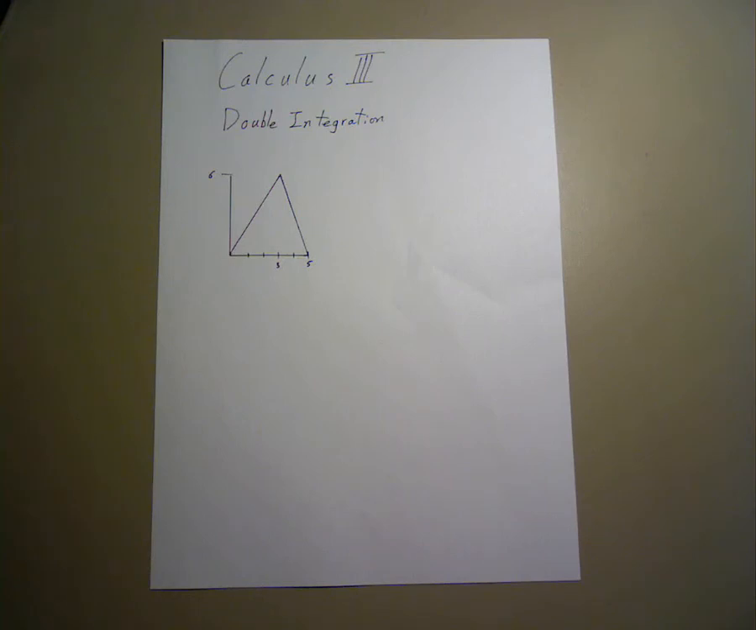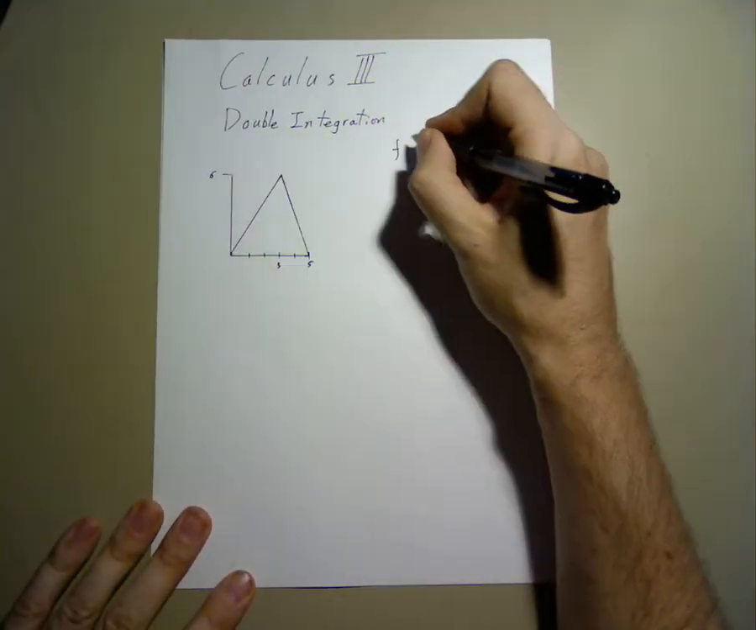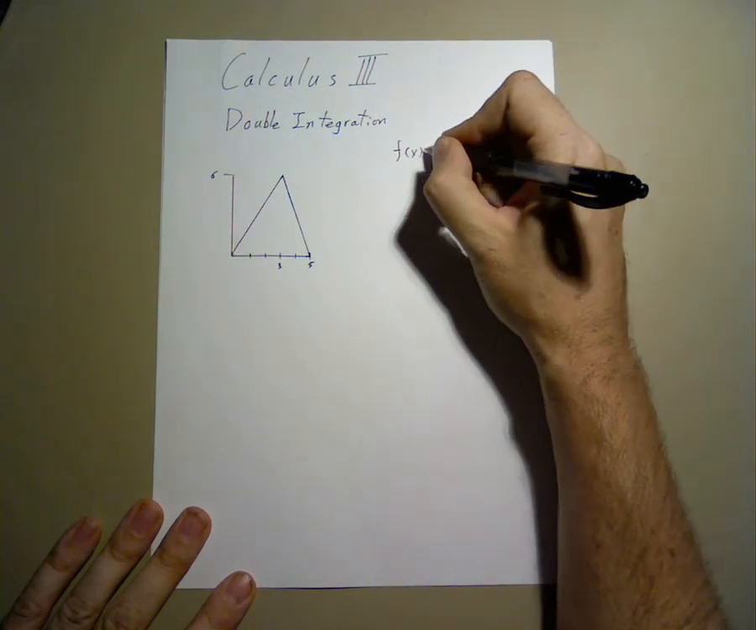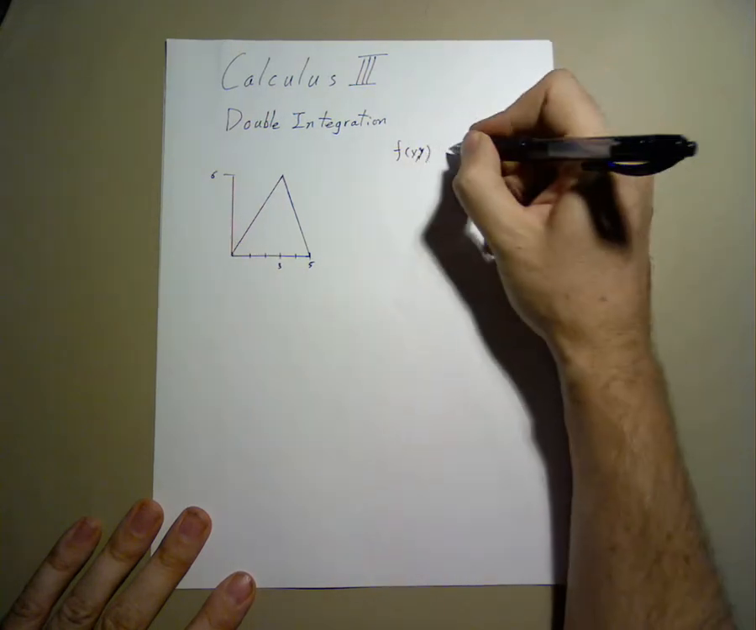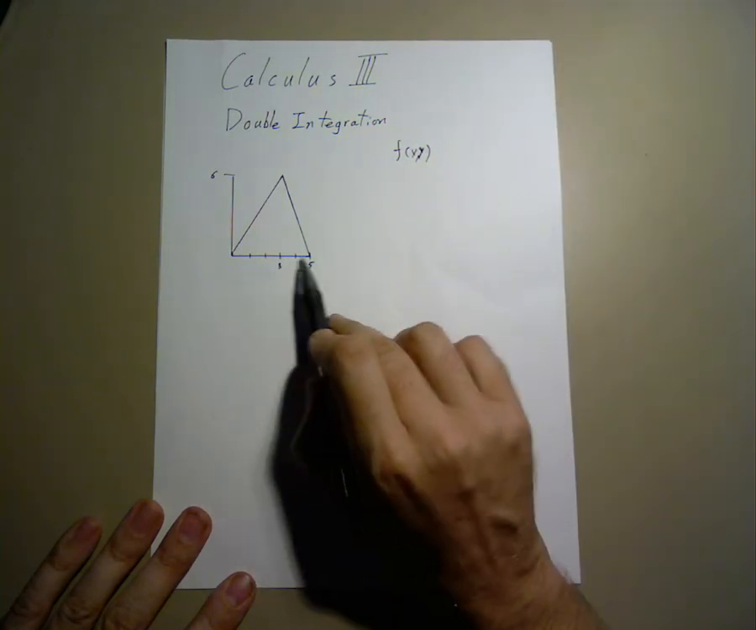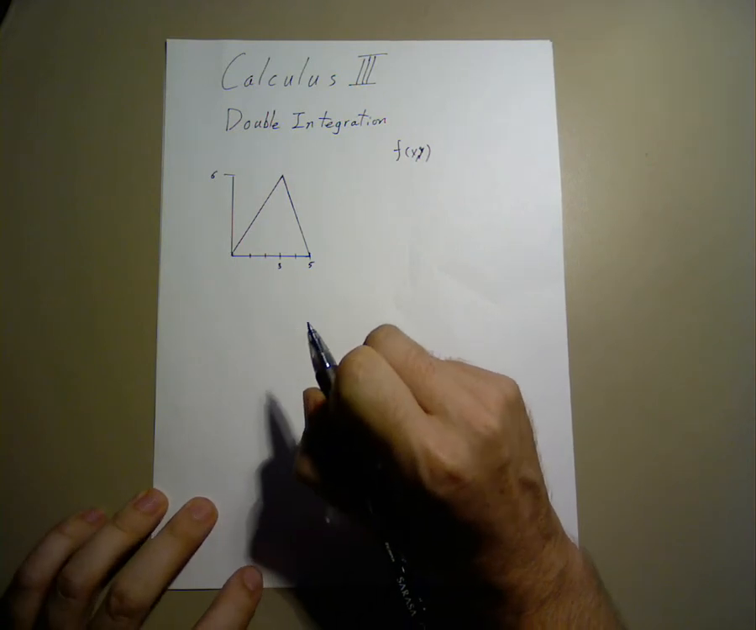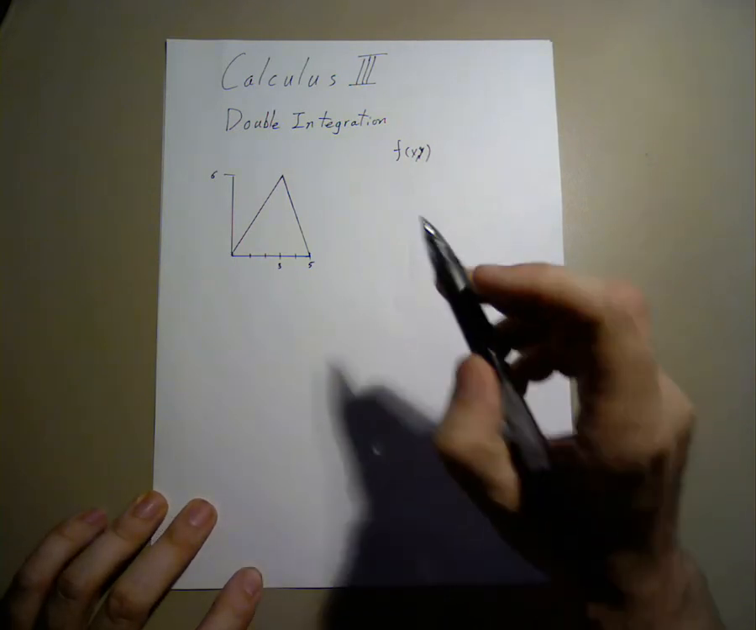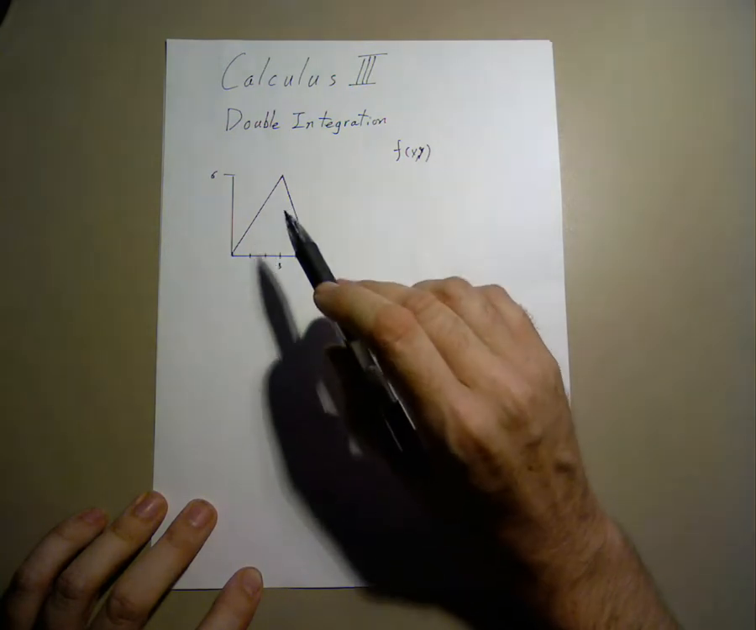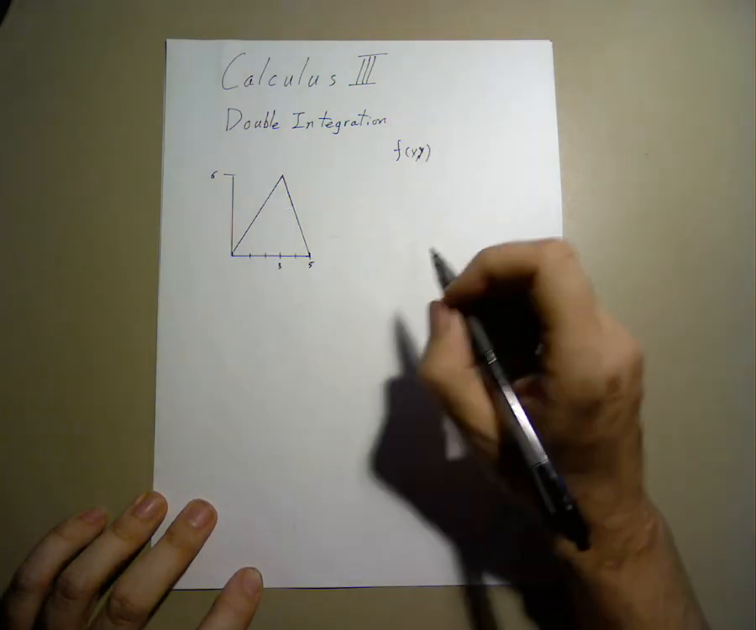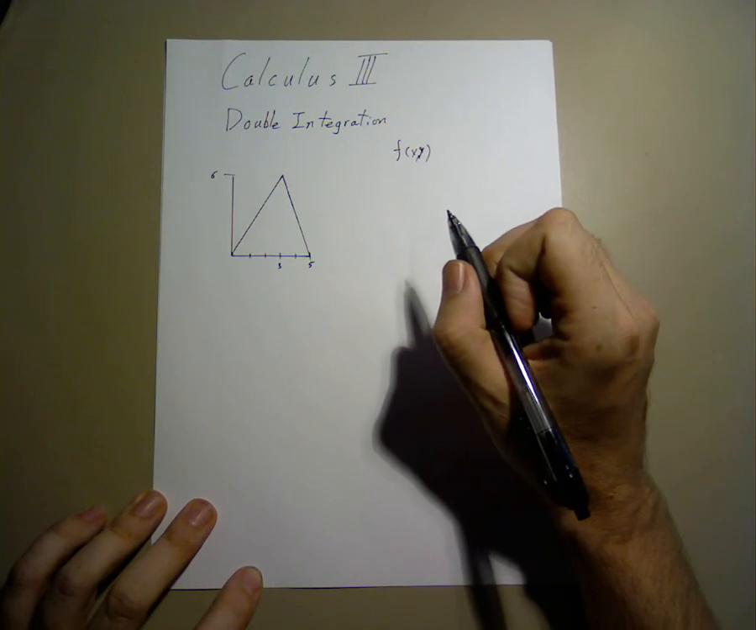By now, you have seen that multiple integrations in calculus lead to a whole new level of complexity. In this example, we're going to integrate a generic function f over this region, this triangle. There are two different ways we can work this out. We can first integrate along x and then y, or y and then x. We're going to work out both examples.